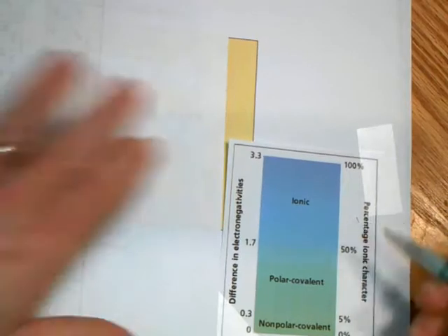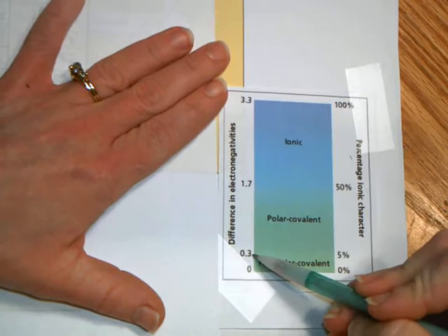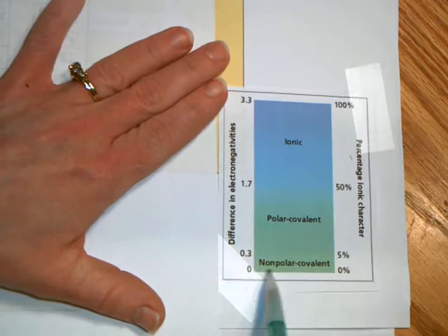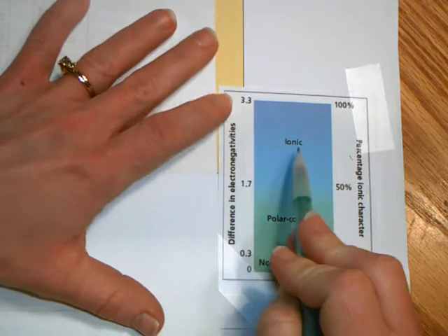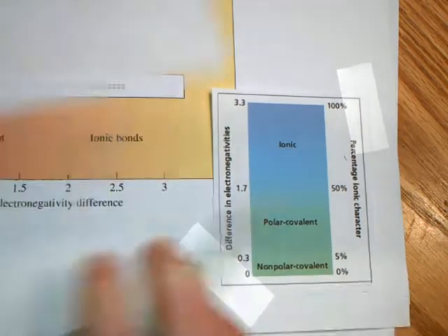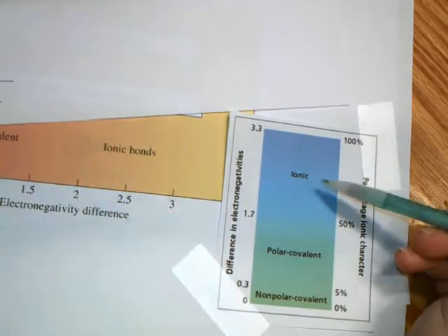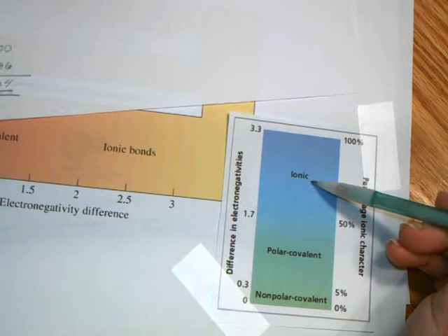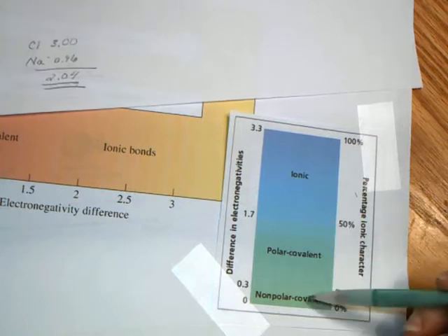The relative scale is shown, and your book goes through this also. If we have an electronegativity difference between our elements of 0 to 0.3, it falls under the classification of nonpolar covalent. 0.3 to 1.7 is polar covalent, 1.7 to 3.3 is ionic. So our sodium and chlorine difference, 2.04, puts us in the ionic realm, which we know. But what is the business with this polar and nonpolar covalent?